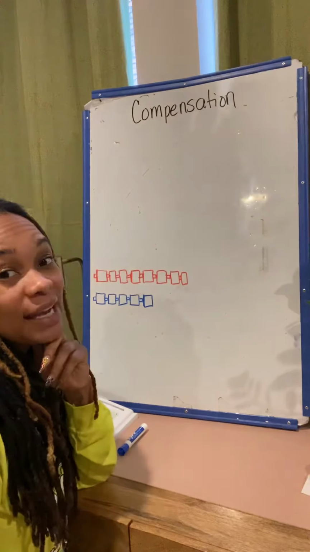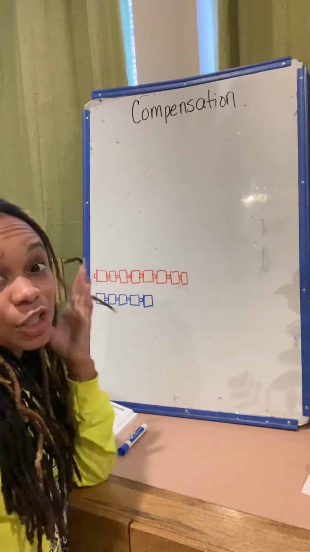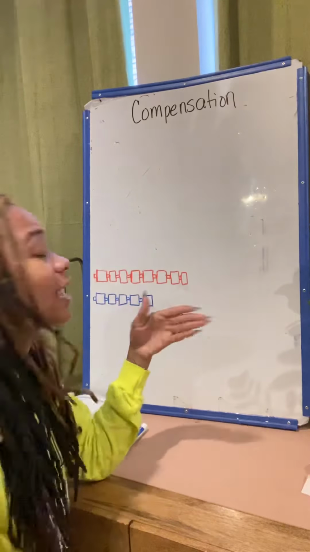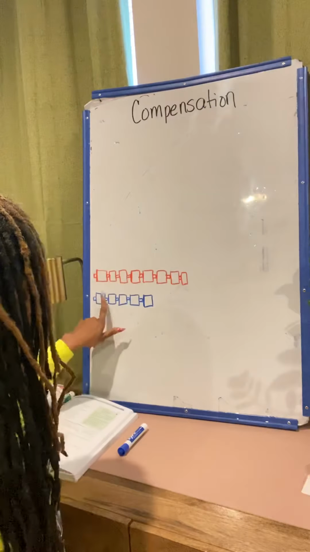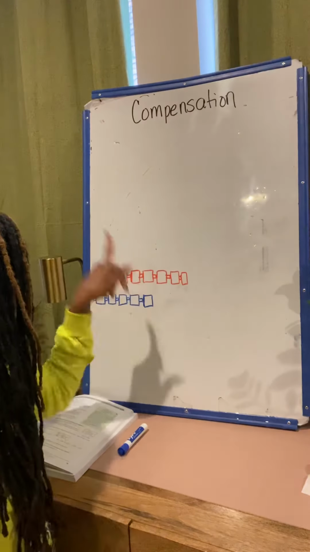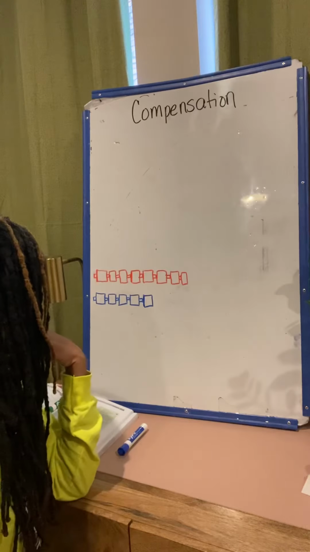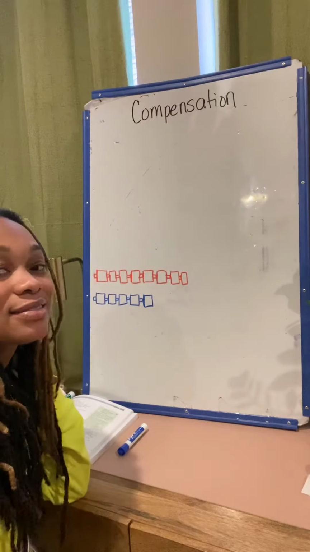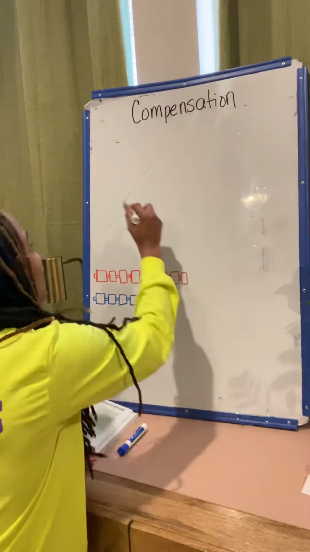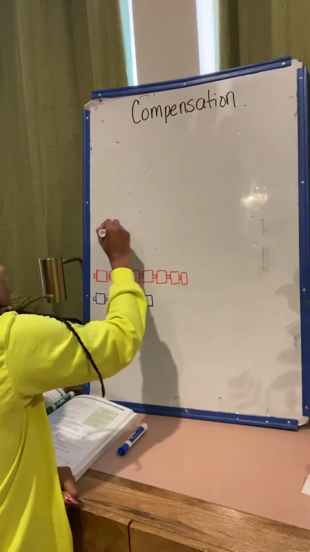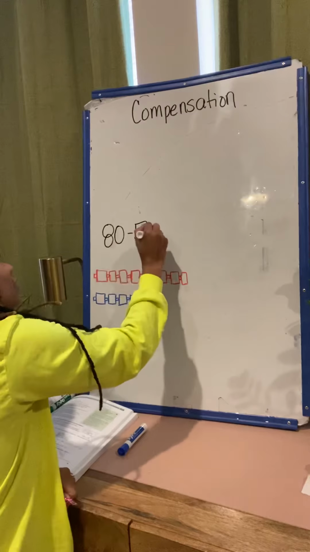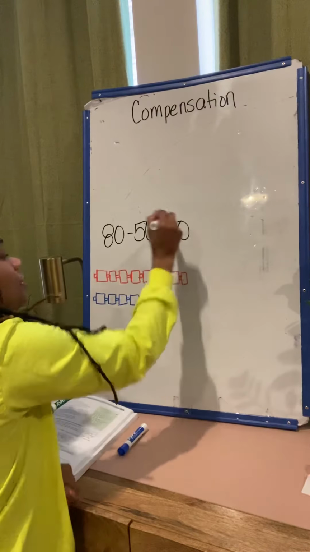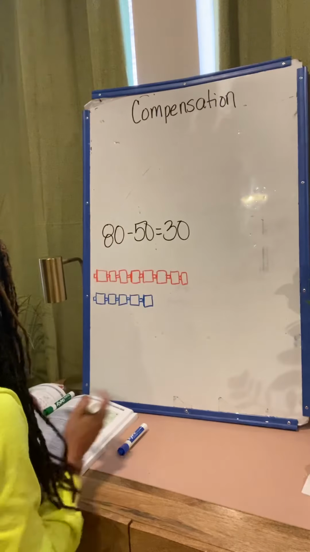Now we're going to go ahead and count our blue Lincoln cubes as if they had a value of 10. 10, 20, 30, 40, 50. So go ahead and give me the number sentence. Yep, if you said 80 minus 50 equals 30, you're exactly right.